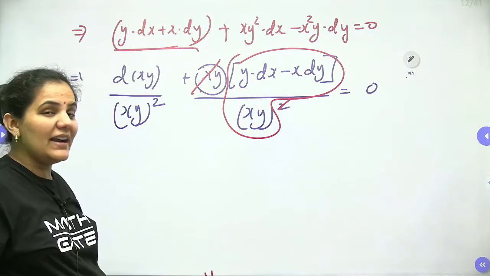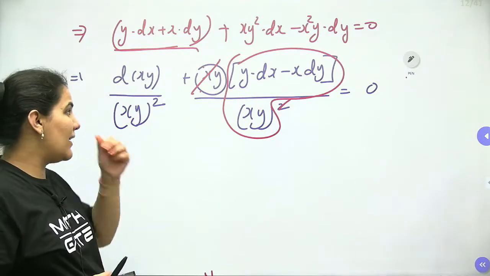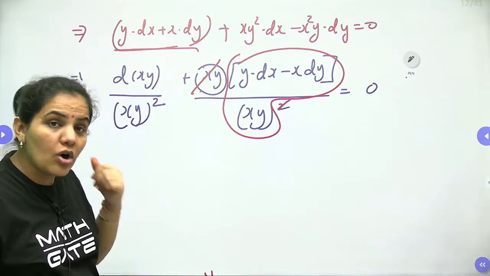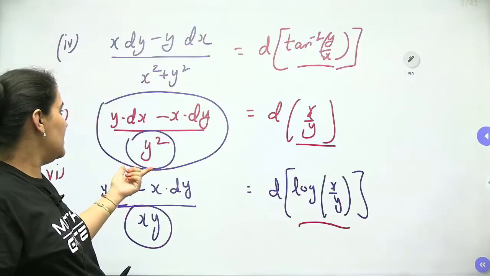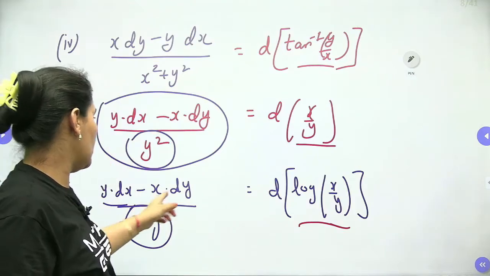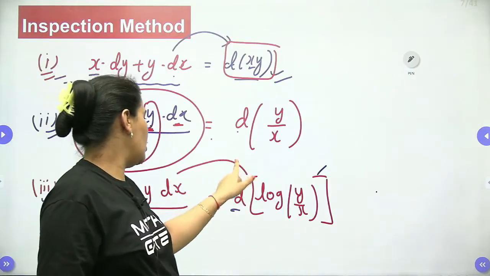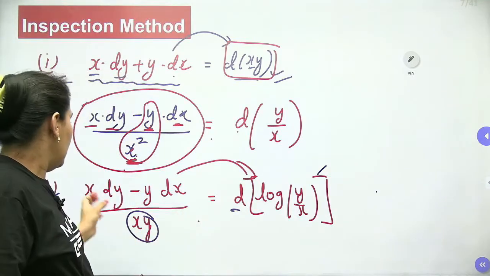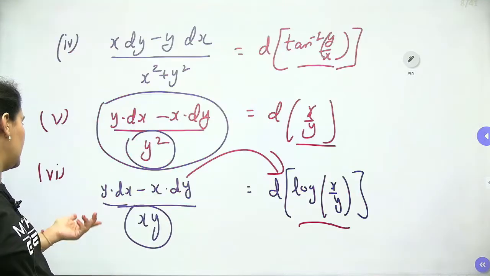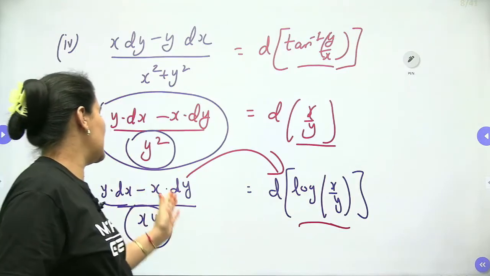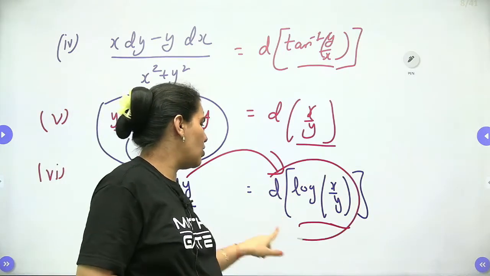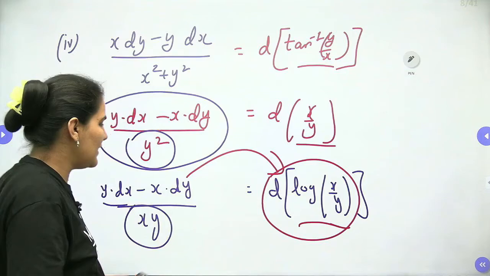It is nothing but y dx minus x dy by xy, which is the differentiation of log of y by x, which we learned already. Okay, log of x by y, sorry, which we learned already. Sorry, it is log of y by x only. Where is the form? Yes, this was the form. Now y dx minus x dy by xy will be the log of x by y only, as we know very well.